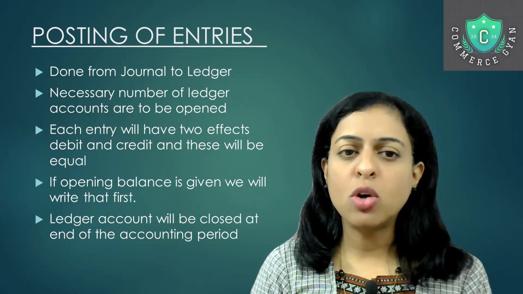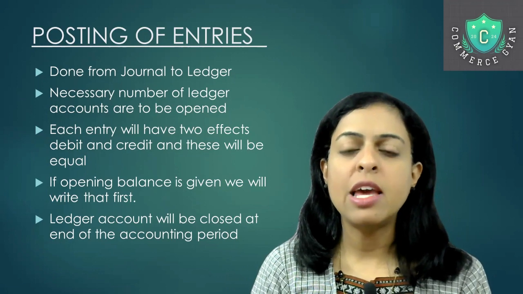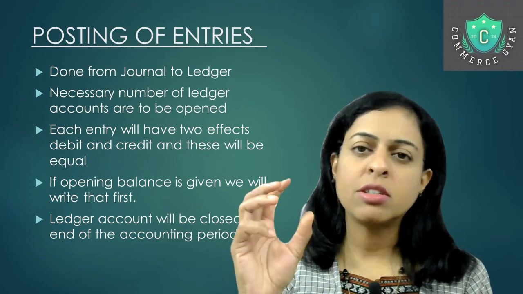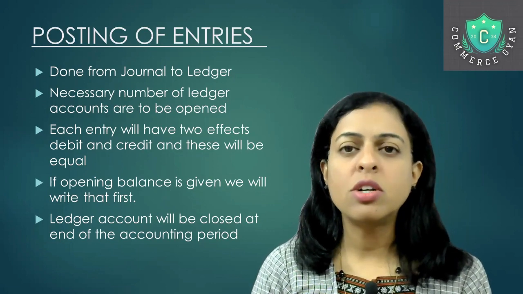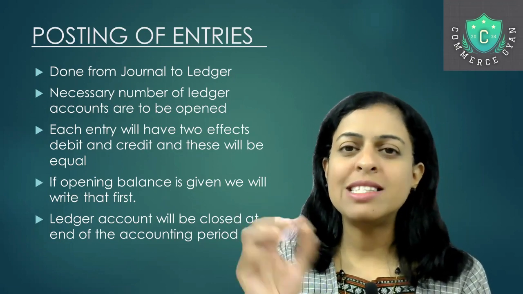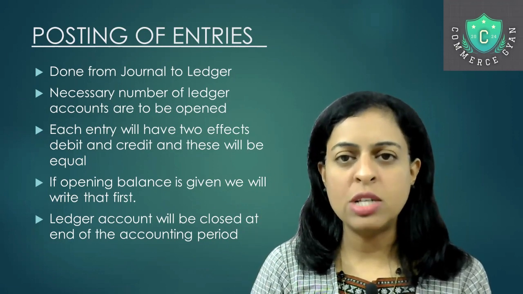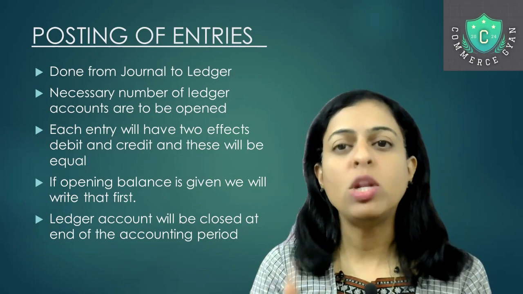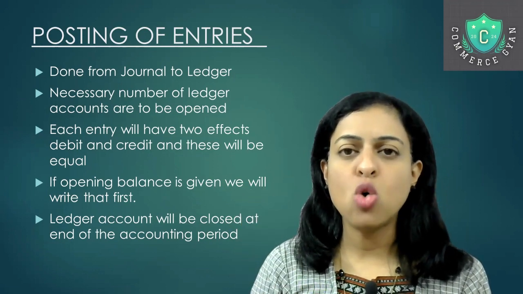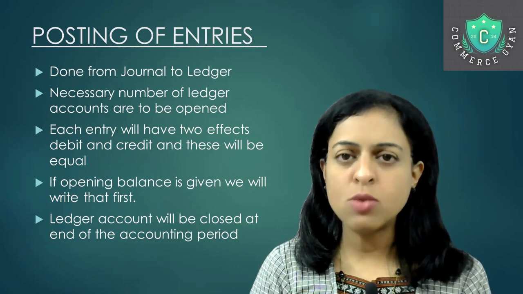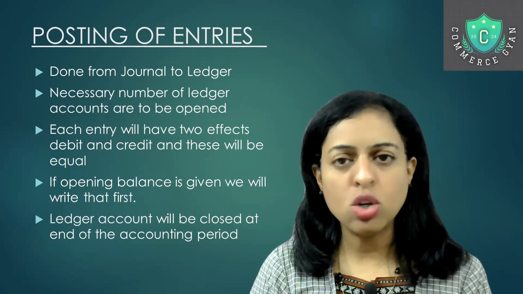Then the necessary number of ledger accounts are to be opened. So in a journal entry, suppose I say the journal entry is cash account to sales account. How many accounts are here? Cash account is one account and sales account is the second account. So two accounts are in this journal entry and we will open two ledger accounts. Based on how many different ledger accounts are present when you're writing the journal, you are going to prepare that many ledger accounts.